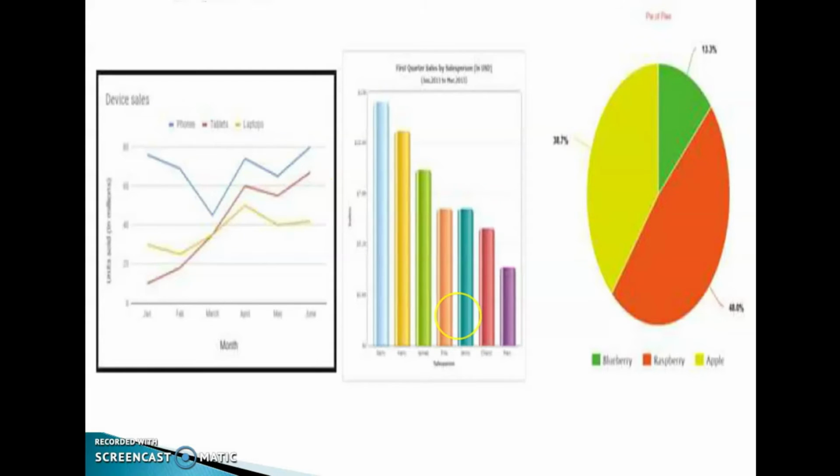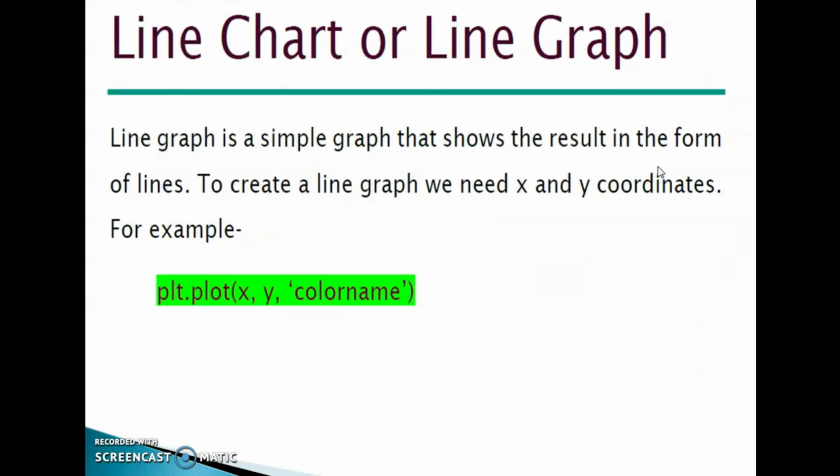Then next one, bar chart. It presents categorical data with rectangular bars with height or length proportional to the values that they represent. This is the bar chart. Then third one, pie chart. Circular statistical graphic which is divided into slices to illustrate numerical proportion. This one is the pie chart. Okay, clear? Line chart, bar chart and a pie chart.